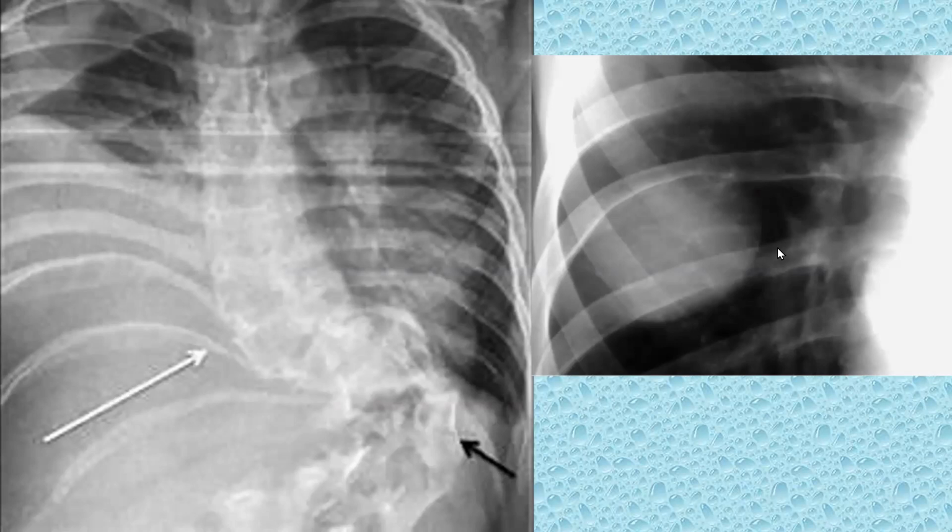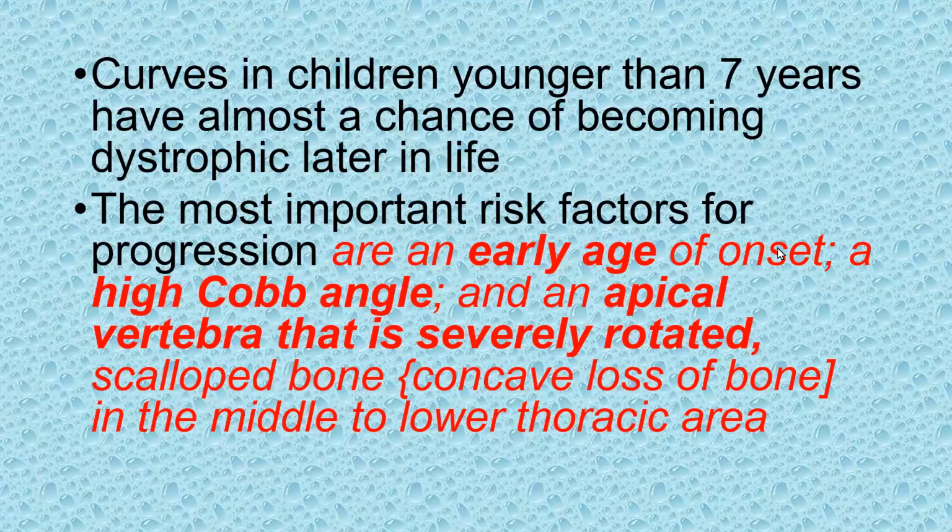Curves in children younger than 7 years have almost a chance of becoming dystrophic later in life. The most important risk factors for progression are an early age of onset, a high Cobb angle, and an apical vertebra that is fairly rotated, scalloped bone, concave loss of bone in the middle to lower thoracic area.